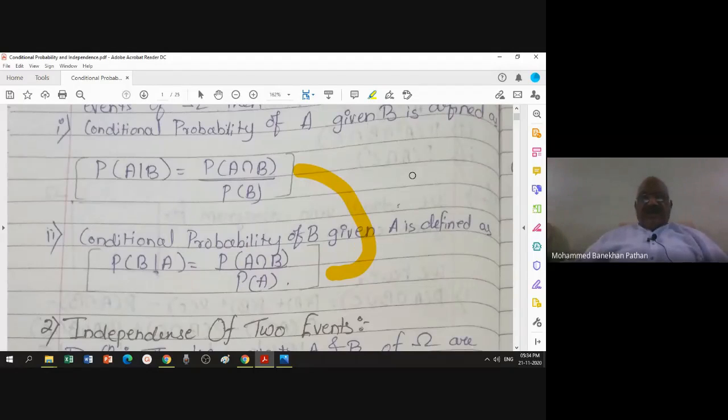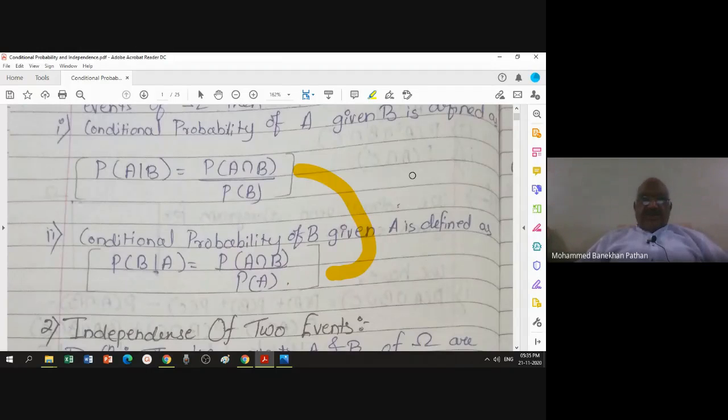So here, chance of selecting male, that will be P of A. Chance of selecting female, that will be P of A dash. Chance of selecting experienced candidate, that is P of B. Chance of selecting inexperienced candidate, that is P of B dash. So these probabilities are named as unconditional probabilities, which we have seen in previous chapter.